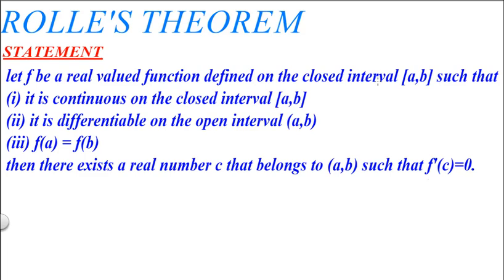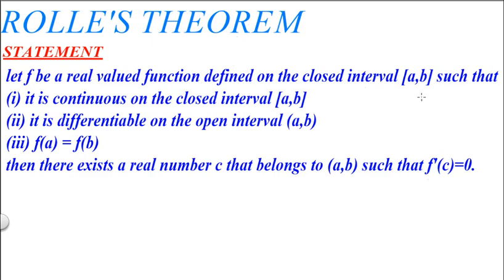If these three conditions are satisfied, then there will exist a real number c that will belong to the interval, that will lie in between the interval, such that f dash c equals 0. F dash c means the first order derivative of the function at point c. Now, what does that mean actually? I'll be explaining through a graph.